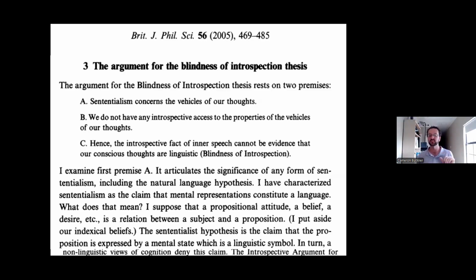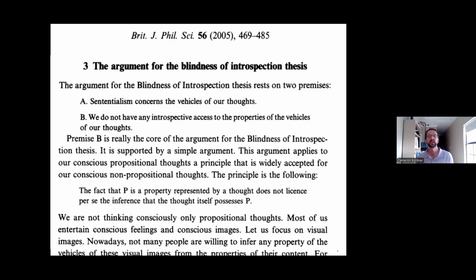And Machery says not so fast. He argues for this principle that the fact that some property is represented in your inner speech doesn't license the inference that the thought itself possesses that property, okay? Which is the kind of slip that we're doing. So imagine a green triangle, right? In some sense, you're representing a green triangle, but that doesn't mean there's anything green or triangular in the thought processes that are generating the thought of the green triangle, right?